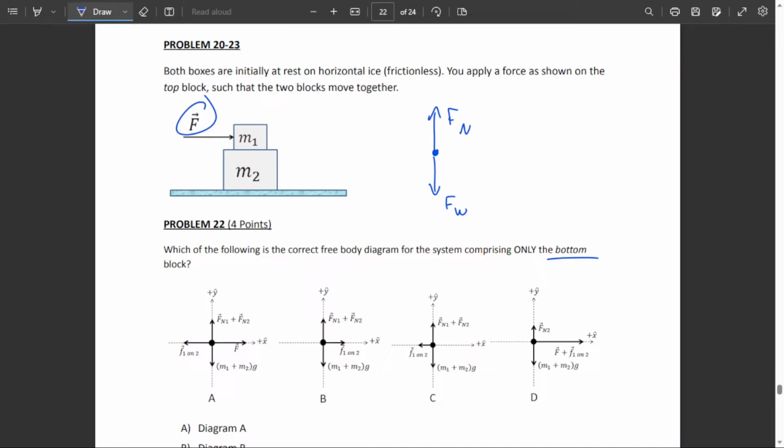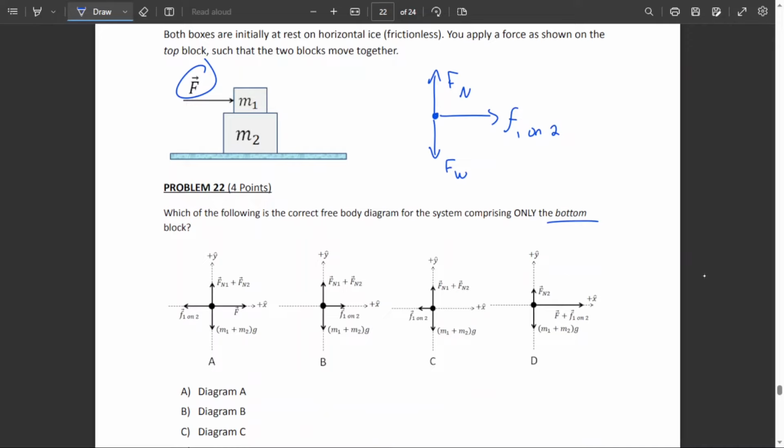So our force in the right direction is not going to be F. If you think about it, both blocks are moving together, but only the top block is the one being acted upon. So there must be some friction or something between the two blocks that are moving them together. And that is the force that is going to be moving the bottom box to the right. So I think in all the diagrams they're assuming it's friction. So that's how I'm going to write it. Friction 1 on 2.